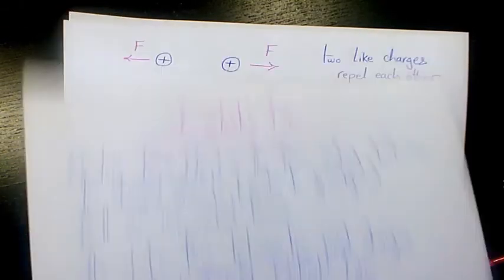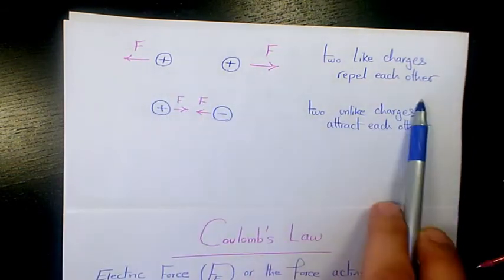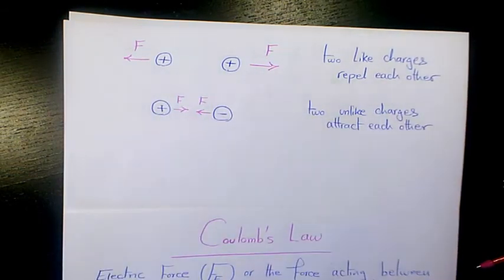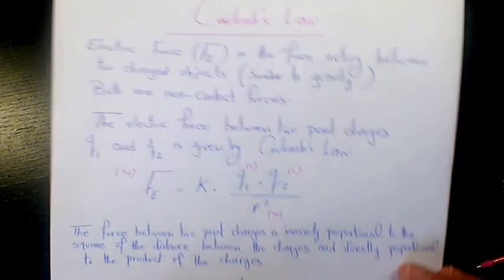How do we figure out the direction? We know two like charges repel each other and two unlike charges attract each other. So based on this law, we can figure out what is going to be the direction and magnitude of the electrical force. Let's go back to the formula one more time.